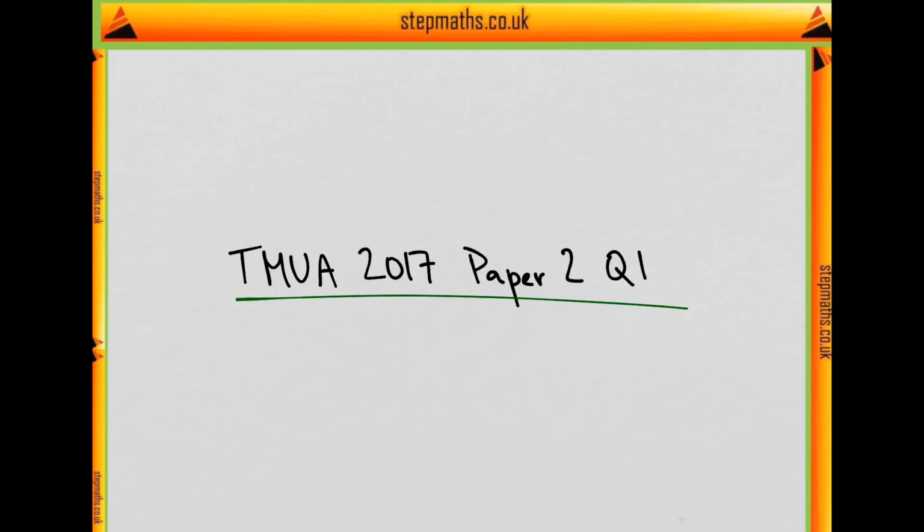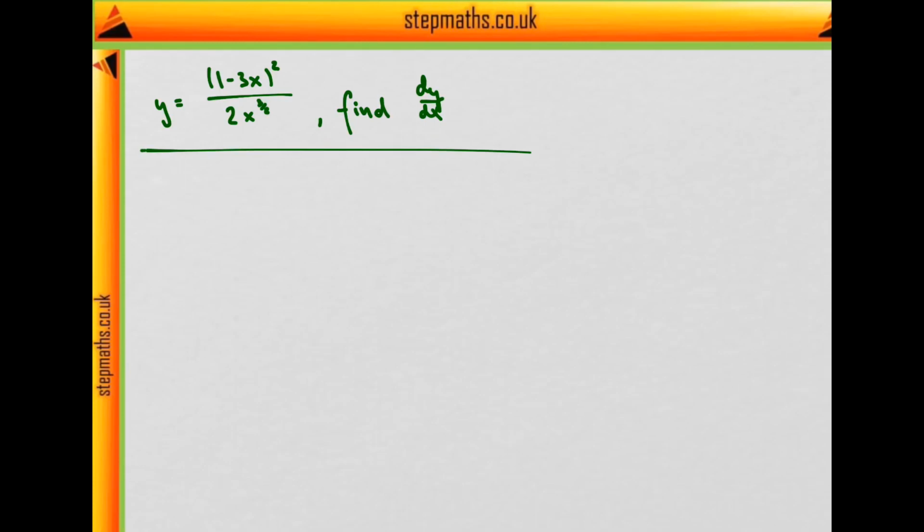In this video, we'll look at question 1 from the second paper of the 2017 exam. In this question, we are given an expression of y in terms of x, and we're supposed to find the derivative of y with respect to x. So a fairly straightforward question, but we need to make sure we don't get lost in our algebra.